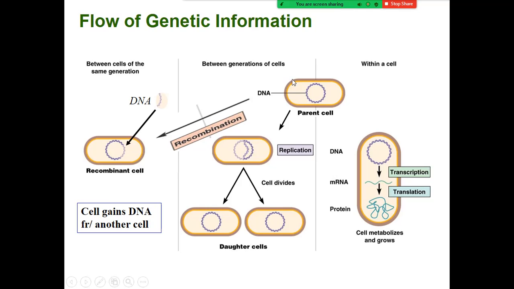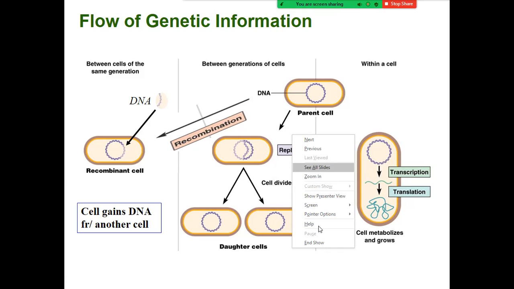Most of the time, the DNA flows out of this cell, and then we have naked DNA, and that naked DNA can come into a recipient cell, and this we call the recombinant cell, and then this cell can gain new DNA from another cell. Everybody got that? And this is when DNA flows between cells of the same generation. We'll talk about each of these in a little more detail.